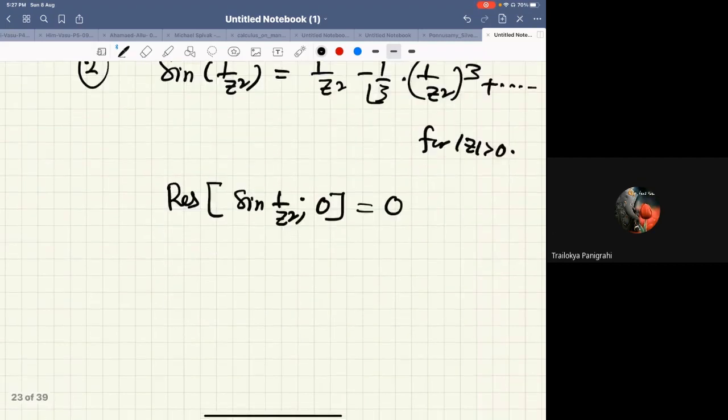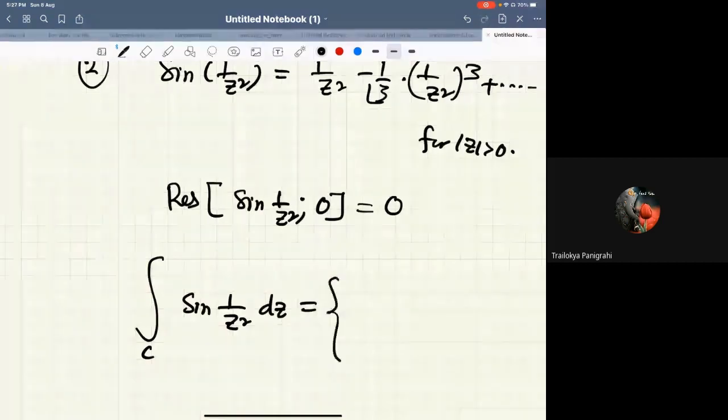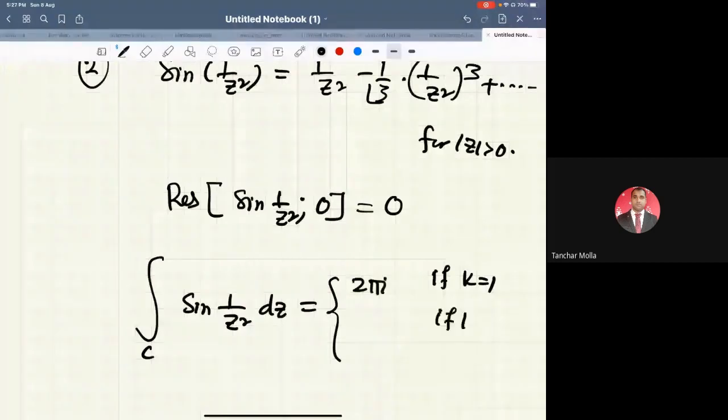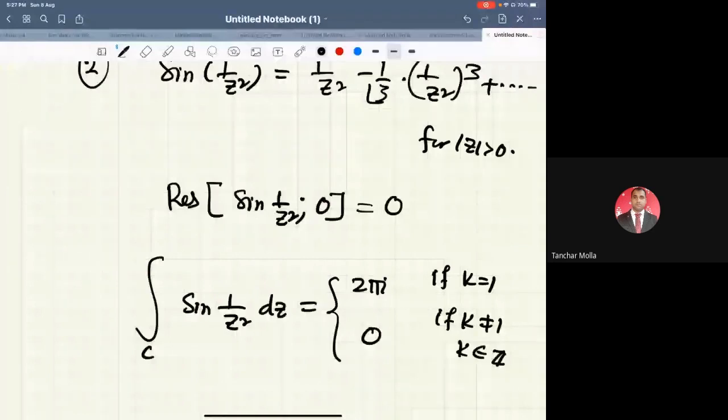Indeed, we can write in a more general way, the integral over C of sine of 1 by z square into dz. If k equals 1, what is the value? 2 pi i. If k not equal to 1, but k belongs to Z, what is the value? Then 0.